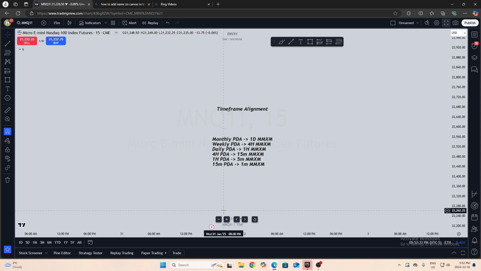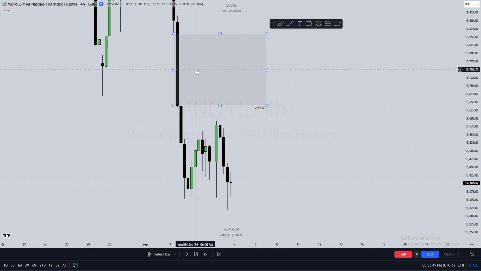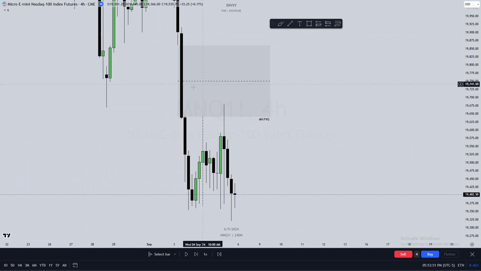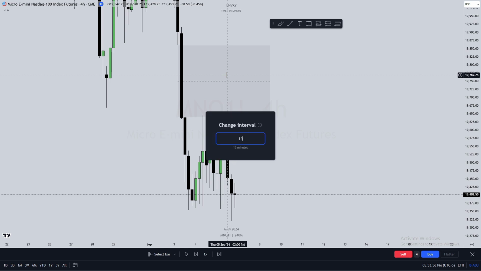So let's get into some examples to show you why this actually works and give you the understanding to avoid other time frames when engaging with these specific PD arrays. So this is an example of a time frame alignment. Right here we have our 4-hour fair value gap, and the aligned time frame for the 4-hour fair value gap is the 15-minute chart.